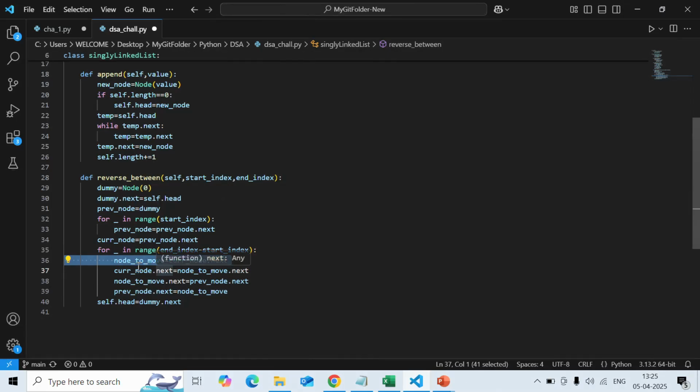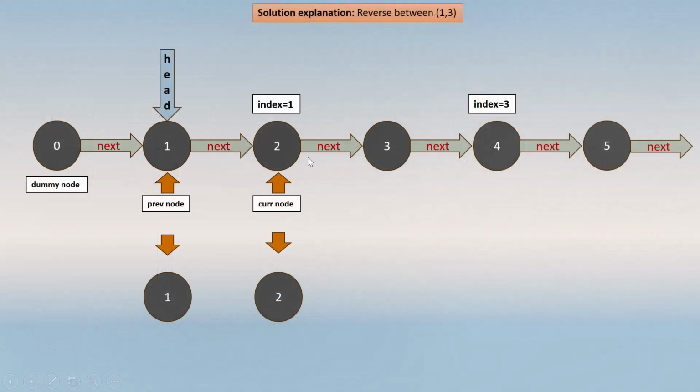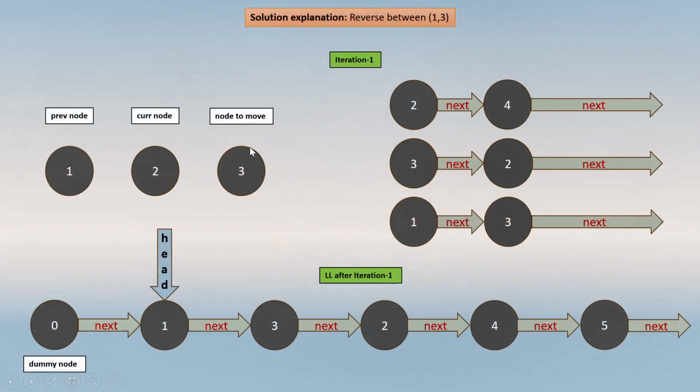Now let's focus on node to move pointer. According to our code, during iteration 1, node to move pointer will point to current node dot next. And what is current node? Current node is 2. So 2 dot next is 3. So node to move pointer will become 3. Okay, so that's what we have shown here.